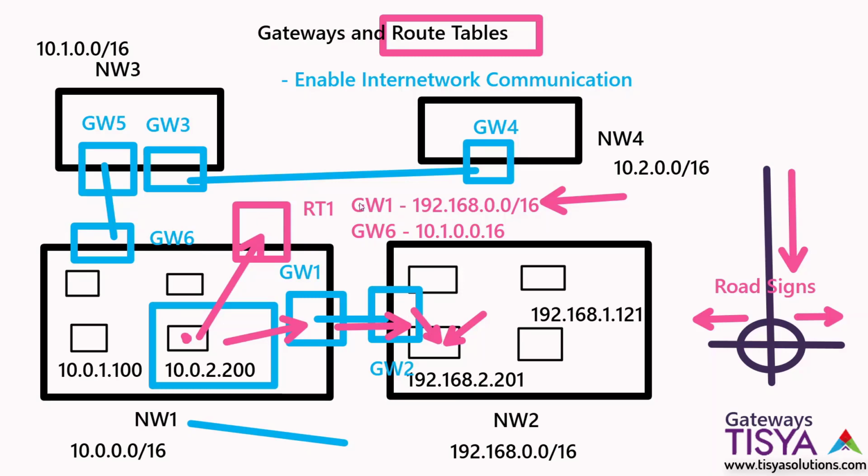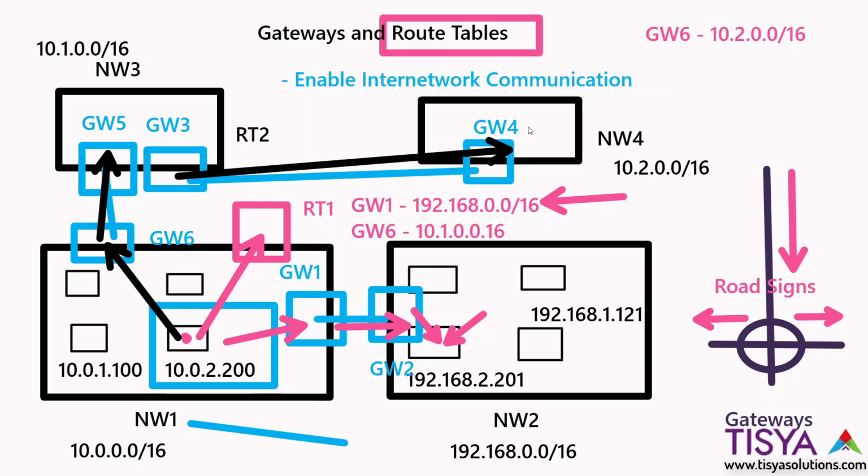Now, it is also possible I might have another entry in my route table, to be more precise, which could tell something like this. In the same route table RT1, if I say use gateway 6 to reach 10.2.0.0/16, then the packet that is going to go out of my network will go into gateway 6 and gateway 5 and enter this network. But we will assume there is a route table in place in the other network which will divert that traffic through this gateway and take it to a computer in this network. So this is the purpose of gateways and route tables.